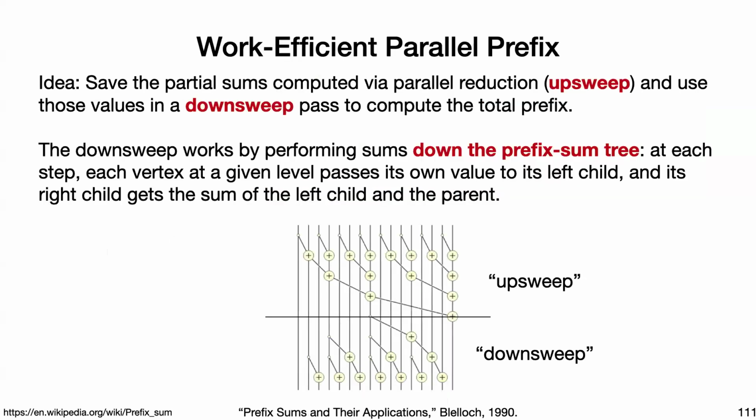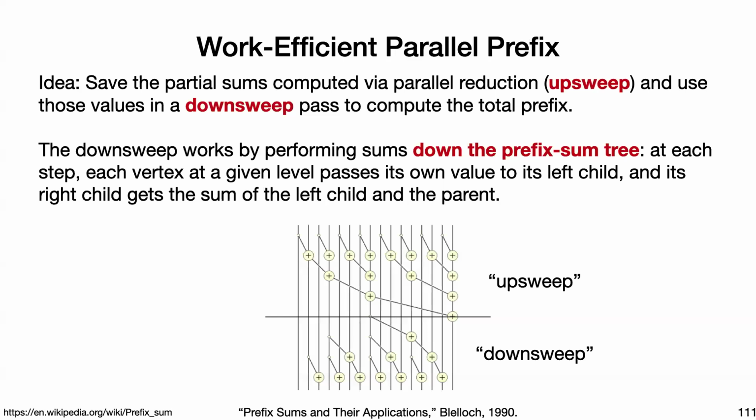And so in the 90s, Guy Blelloch came up with this really beautiful algorithm for prefix sums that is work efficient and achieves span log n. Basically, the high level idea of how this works is that there are 2 phases. One is called upsweep and one is called downsweep.